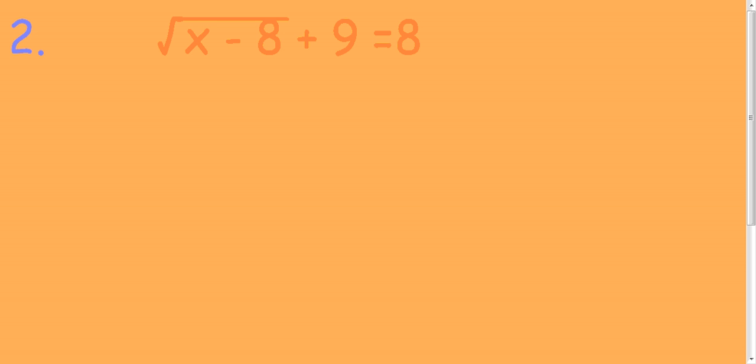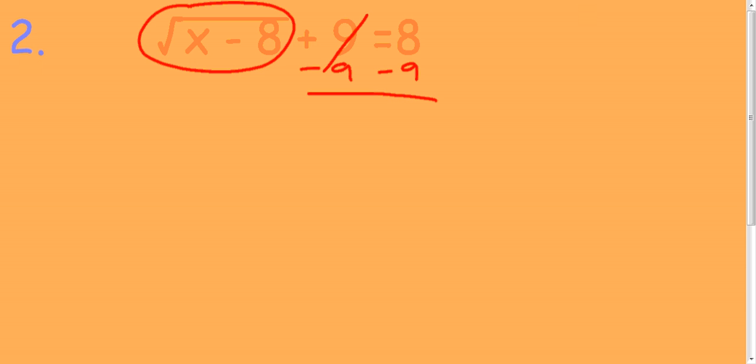Okay, here you've got a little bit different setup because what's underneath the radical is not isolated. So in order to solve these problems, you have to take what's underneath the radical first and isolate it. In other words, I want this piece on one side of the equation before I start to square anything. So I will not square it until I have that by itself. So I need to subtract 9, and then I will have the square root of x minus 8 equals 8 minus 9, which is negative 1.